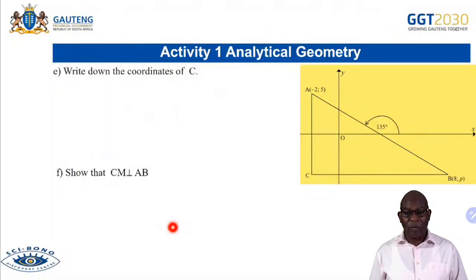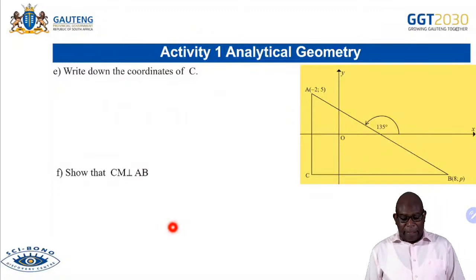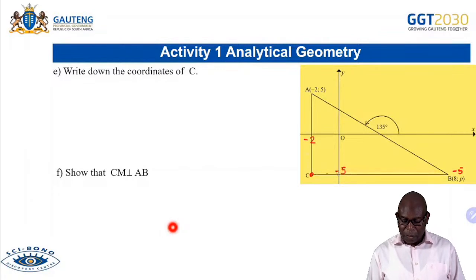Okay, right. Then E, write down the coordinates of C. So already I know that this is 5. Now I need the coordinates of C. So remember this point here is -2, and this is -5. The y value is -5. So where the two lines meet will be the coordinates of C.